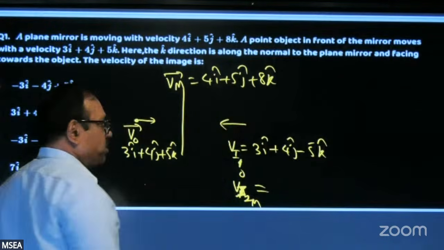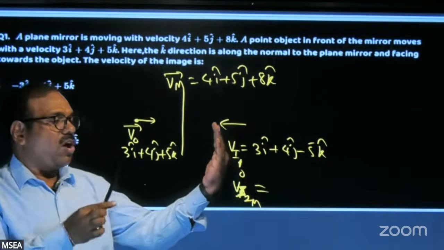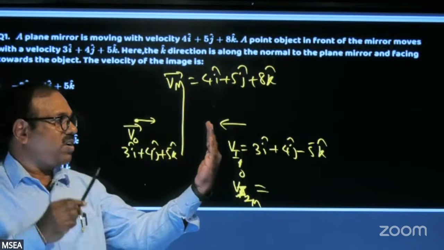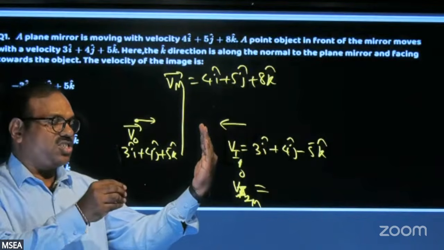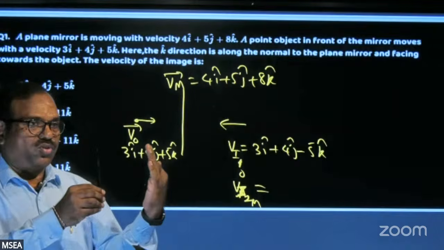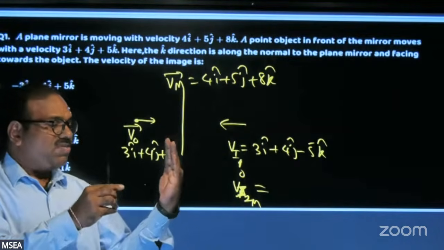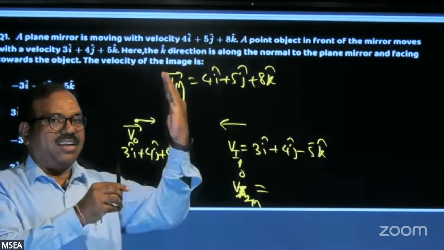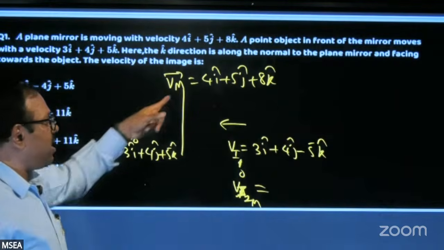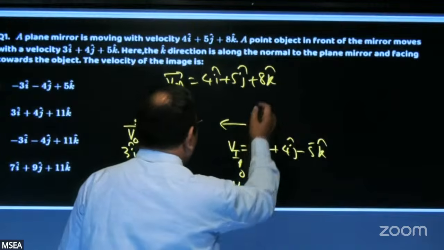Suppose this is a mirror and the object is at rest. If the mirror is moving this way, then the image moves with double the velocity. But if the mirror is moving in its own plane, then there is no change in the velocity of the image.